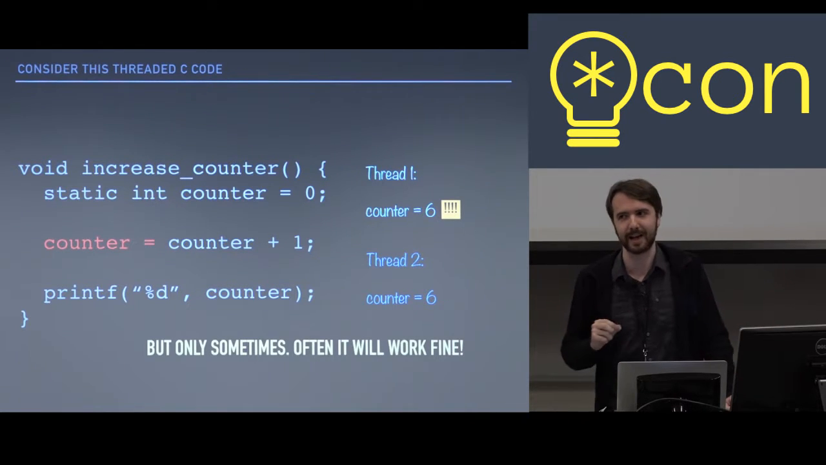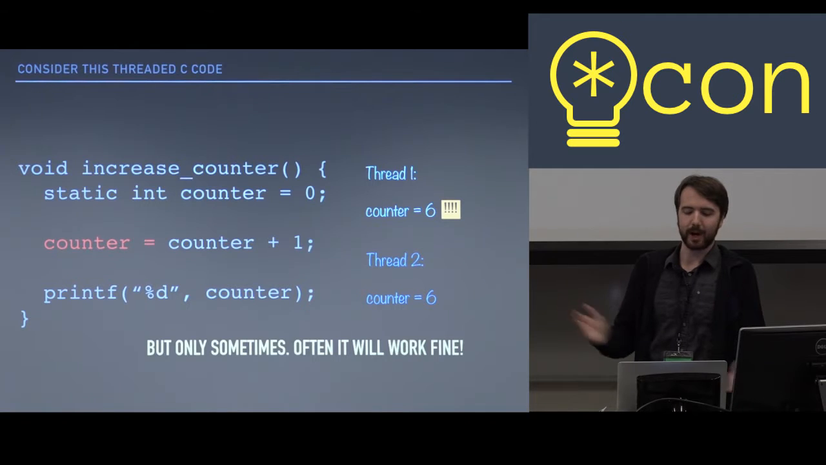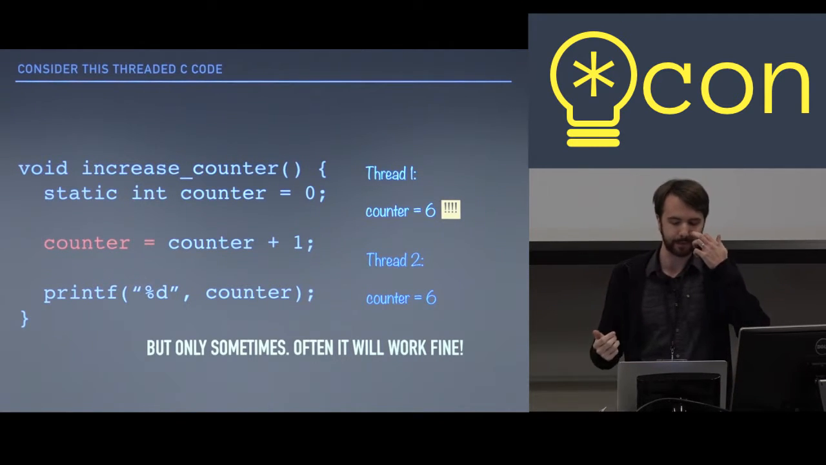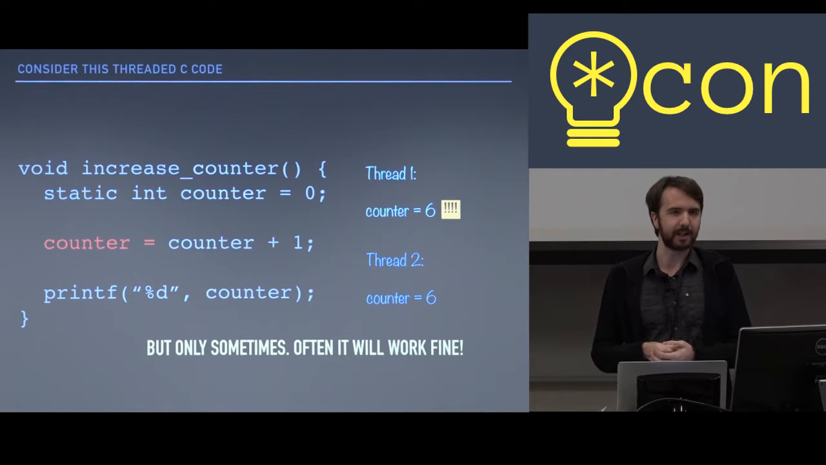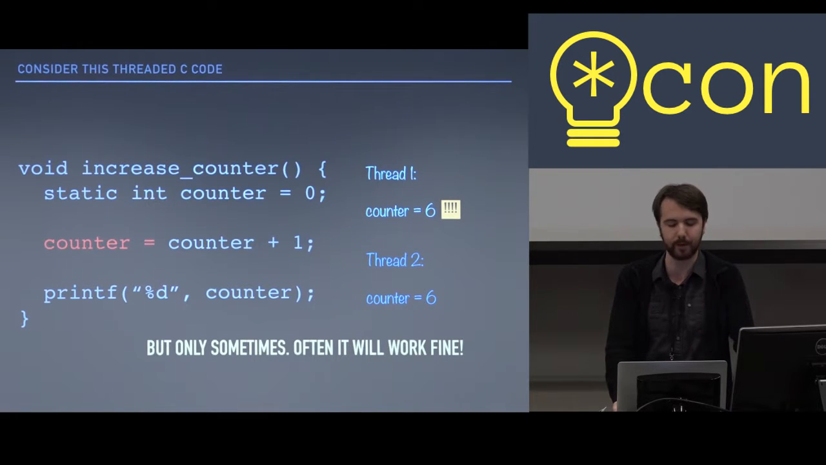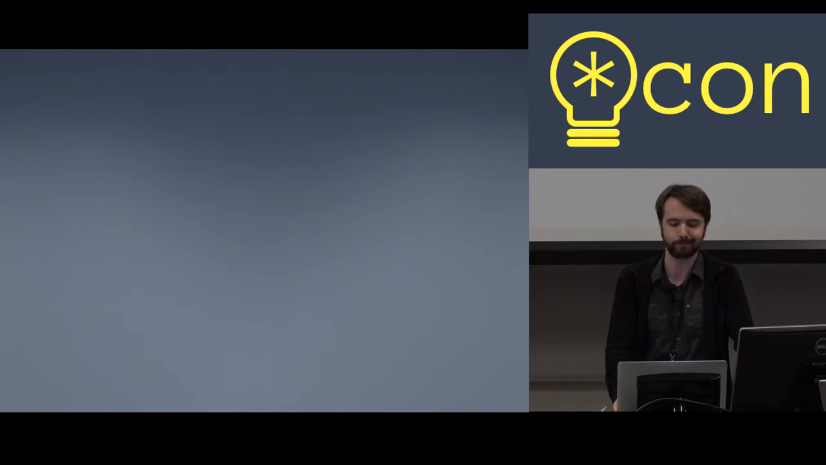Except sometimes it'll be the case because the operating system can schedule threads however it wants, and this won't actually happen every single time. And it's this non-determinism in execution that makes debugging concurrency problems so challenging, because our tools to investigate them rely on reproducibility and consistency.